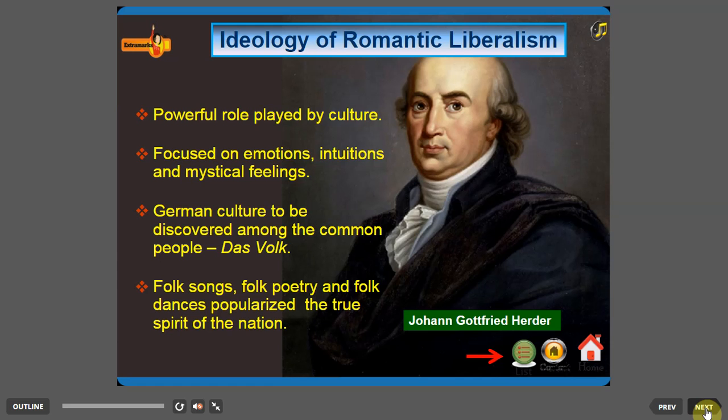Like a very famous philosopher, Johann Gottfried Herder, he emphasized that German culture is to be discovered among the common people, and for that he had written a book also, Das Volk, or you can say the folk. Folk songs, folk poetry and folk dances popularized the true spirit of the nation.